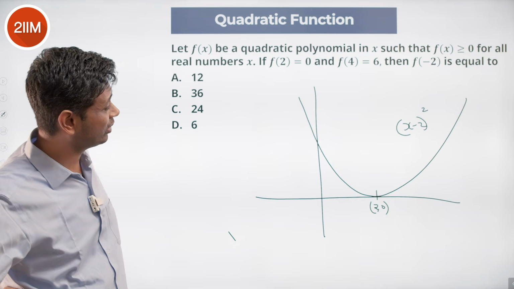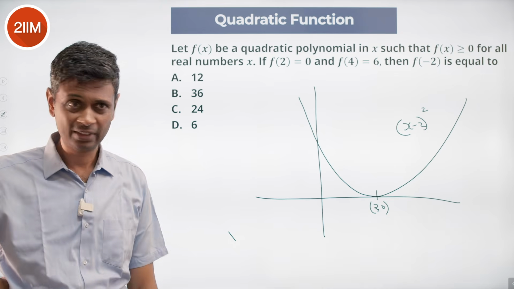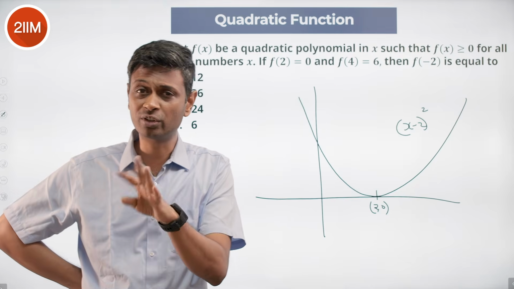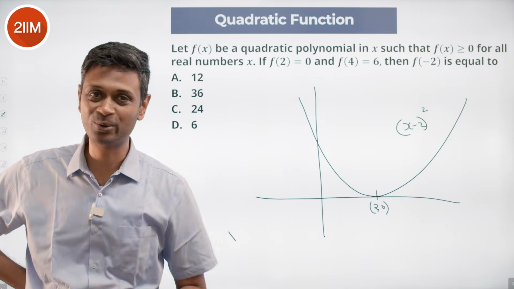Now, f of 4 is 6. I thought it was x minus 2 whole square. I was very happy. I got f of 4 equal to 6. f of 4 is (4 minus 2) whole square, which is 4. It's not 6. And I said, look, it's not x minus 2 whole square.